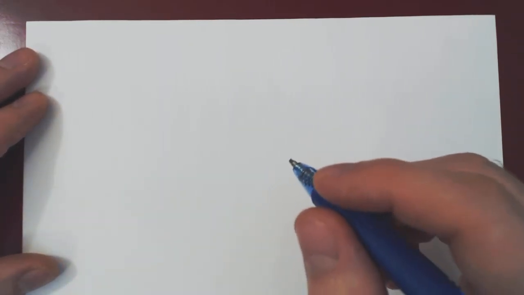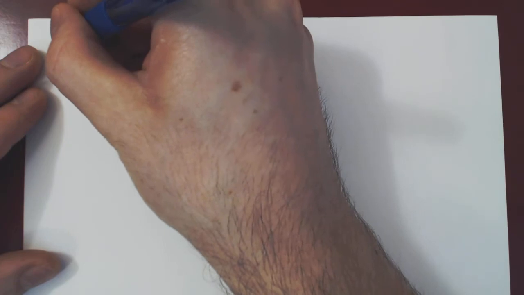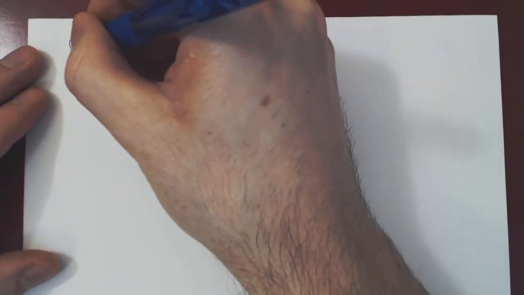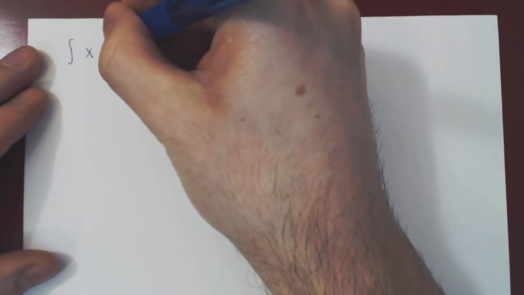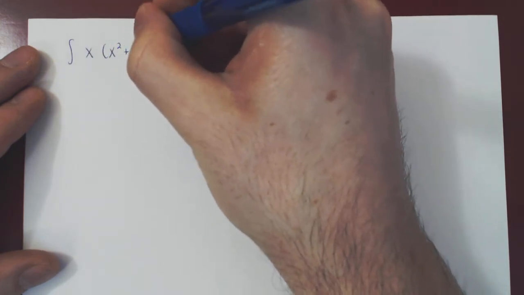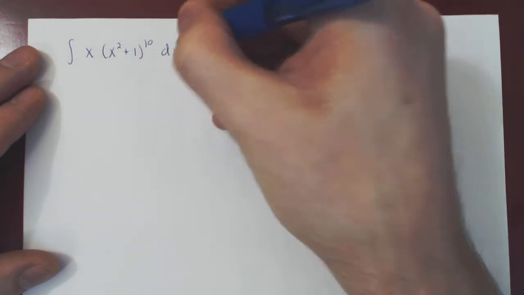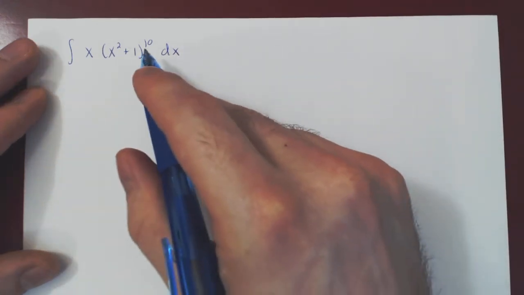Okay, so in this video, I want to make a very short comment on the previous video in the following way. So if you remember, if we look at simply the indefinite integral, we had the problem of integrating x times (x squared plus 1) to the 10th power dx. This was our main example.